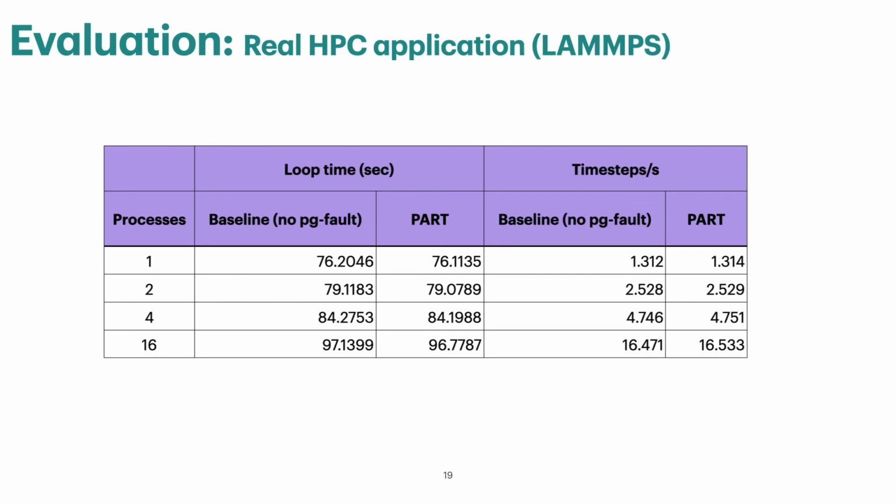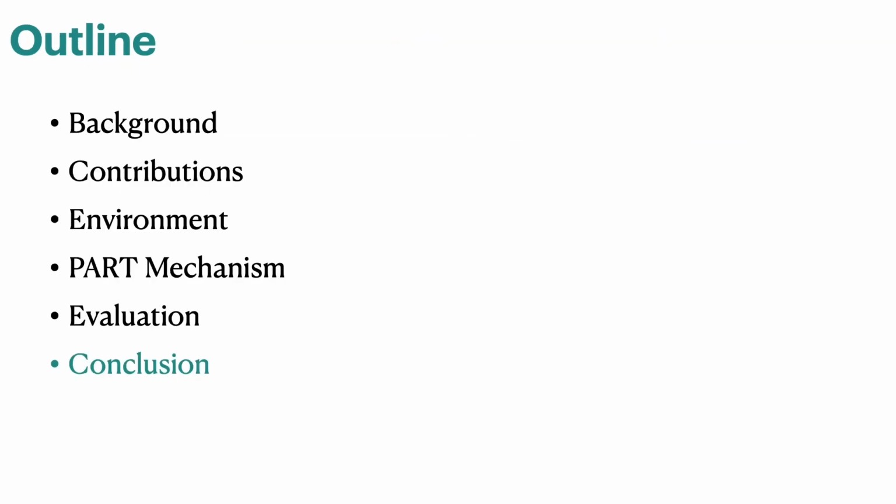So for the evaluation of LAMMPS, we have 2 approaches. The first one, that is called baseline, involves no page fault during the RDMA, and that is because prior to each RDMA we touch all buffers. So we make sure in a way that no page fault will be exhibited during the RDMA transfer. And in the second case, here we use our mechanism part that exhibits page faults. So what we have noticed is that there is no performance degradation.